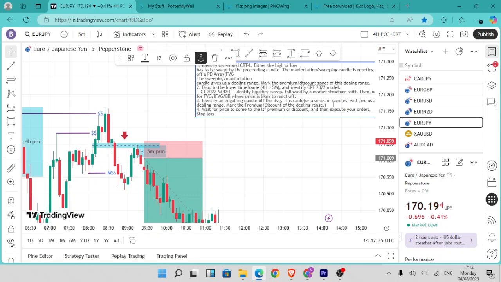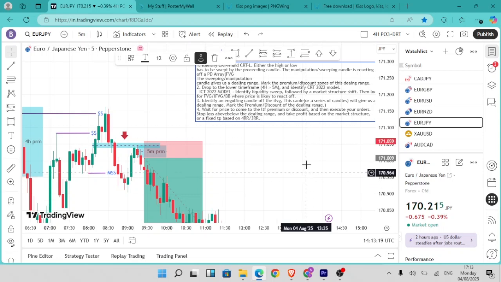Stop loss above or below the dealing range, and take profit based on the market structure, or you can target a fixed take profit based on RR. The best one I recommend is 4 RR, or you can also do a 3 risk to reward ratio.